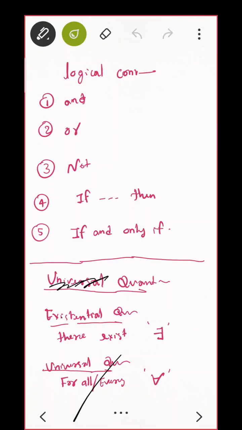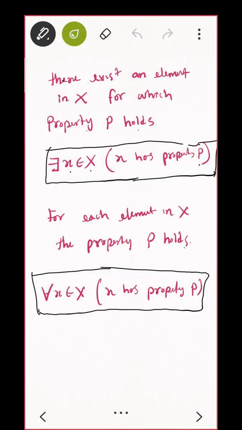Yeah. Next, there are logical connectivities: and, or, not, if then, if and only if. Then there are two quantifiers, that is existential quantifier and universal quantifier. What do you mean by existential quantifier? That is, if you say there exist, then you denote it by there exists, and if it is universal, that means for all. And how do we write? This is how we used to write.